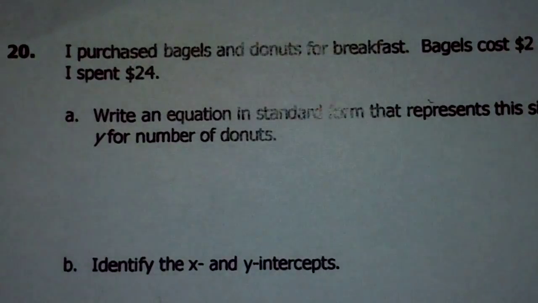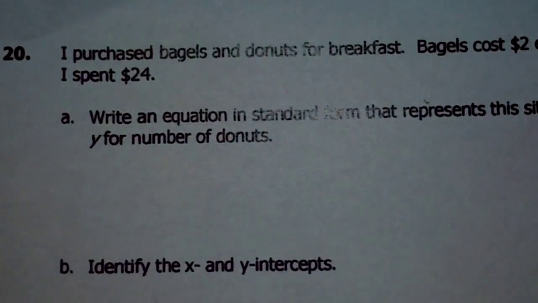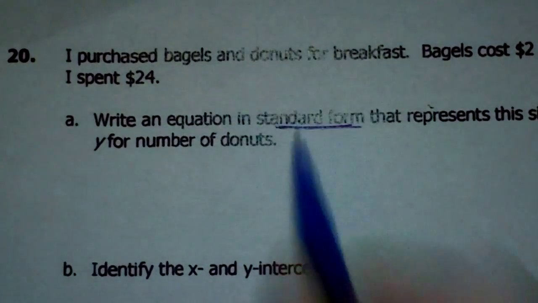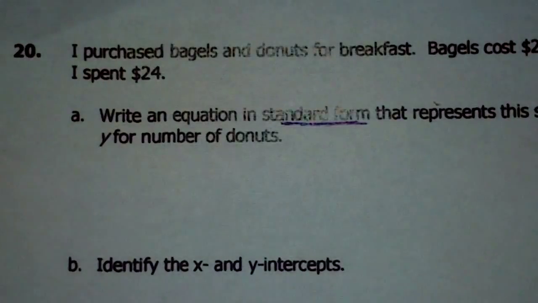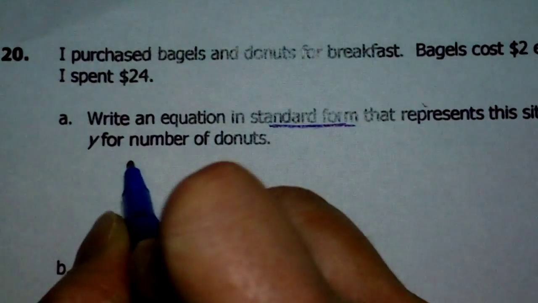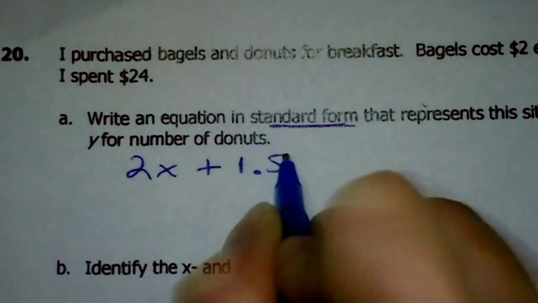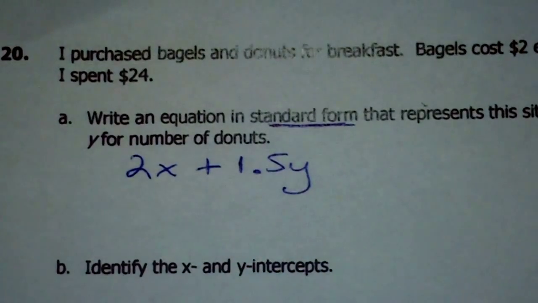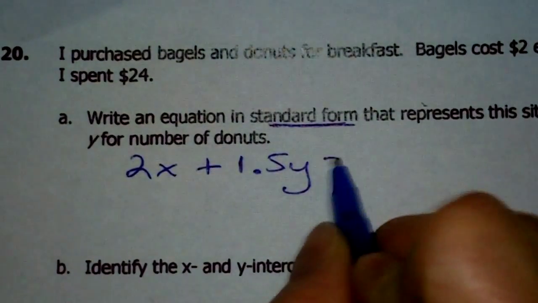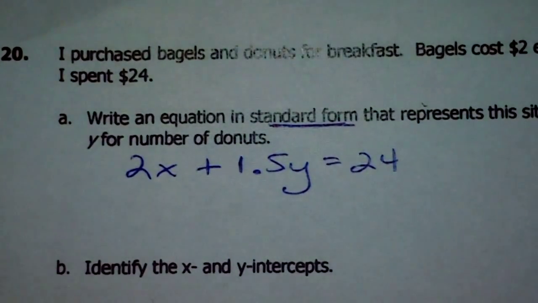Now I'm hoping you noticed with this that we have a cost of bagels, so that's a rate, and we have a cost of donuts, and that's a rate, and I give you a grand total, that's a constant. So this is set up perfectly for standard form. That's why I ask you to write an equation in standard form. And I want you to use X for bagels and Y for donuts. So if bagels are $2 each, that would mean 2X. And if donuts are $1.50 each, that would mean 1.5 times Y. And the total cost is $24 for all of that. So that should have been step 1. That should be your equation.